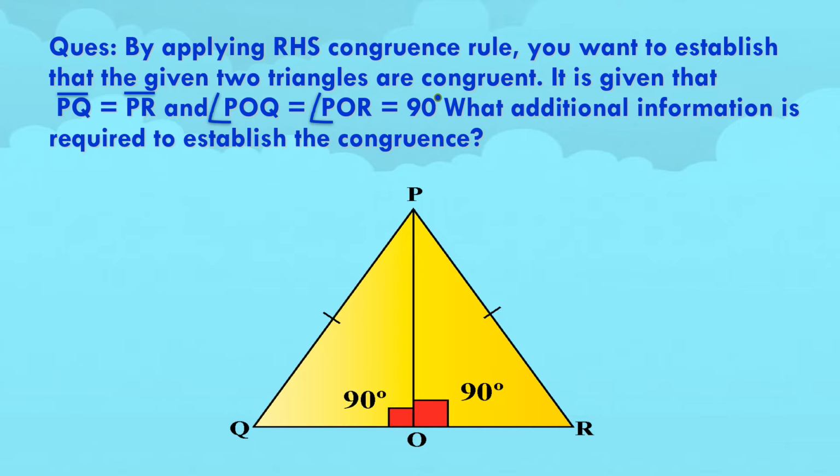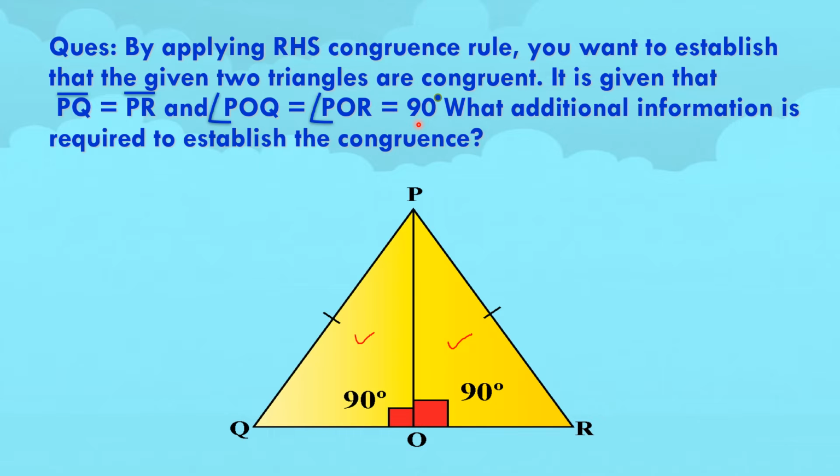Now we have already learned that the RHS congruence rule means first R is right angled triangle, then H is hypotenuse, then S is any one side. So now I have to make these two triangles congruent, PQO and PRO. Now I need three conditions. The first one is a right angle triangle. So here they are right angle triangles, so angle POQ is equal to angle POR. It is already given over here.